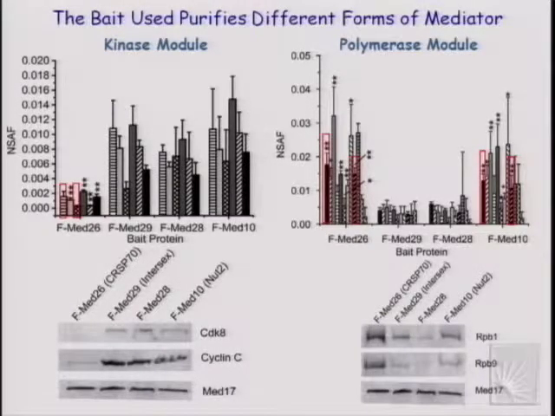we have good antibodies for. We see the most of it in Med26, and we see diminished amounts in Med29, Med28. And then Med10 is probably somewhere in between according to the Western blotting. But what we do have is a case where Med26 is pulling down a form of mediator that has this different ratio of kinase module to polymerase module than the other baits that we're using.